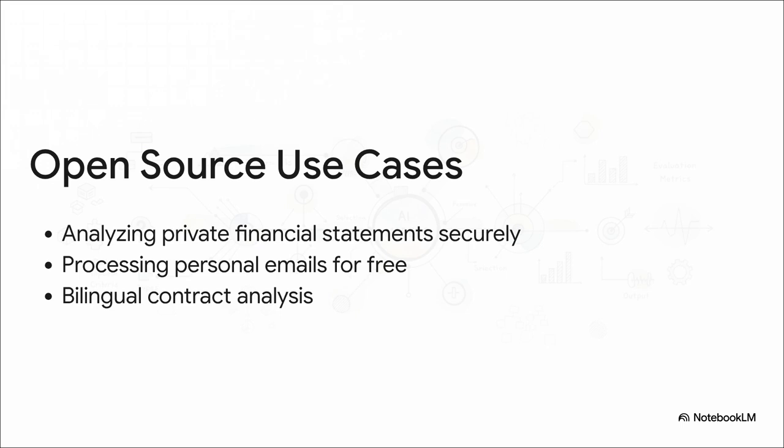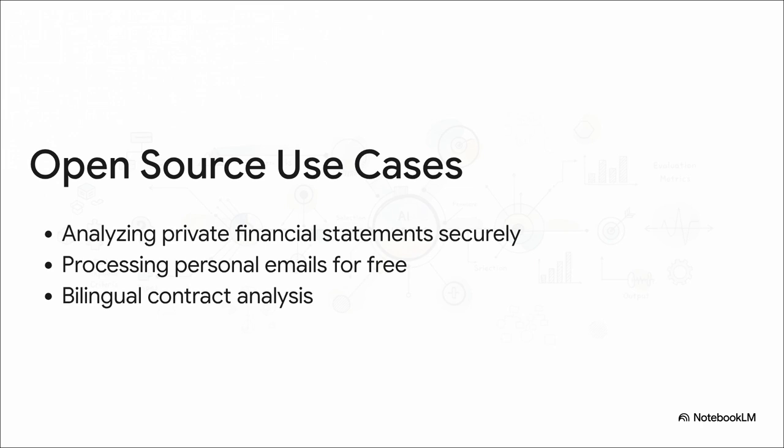Think about it. If you're building an AI agent to parse through your highly secure private financial statements, there is no way you want to be leaking that data to a third-party API. Or say you want an agent to read through hundreds of your personal emails every single day just to flag the important ones. Using a closed-source model for that would rack up astronomical API costs. Open-source models solve both that privacy issue and the cost issue in one fell swoop.